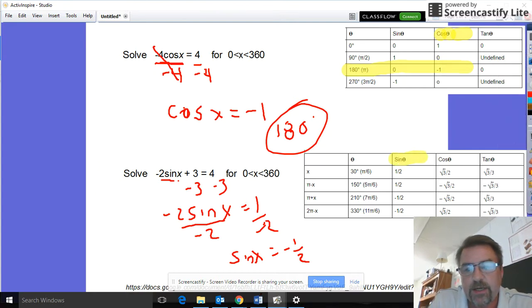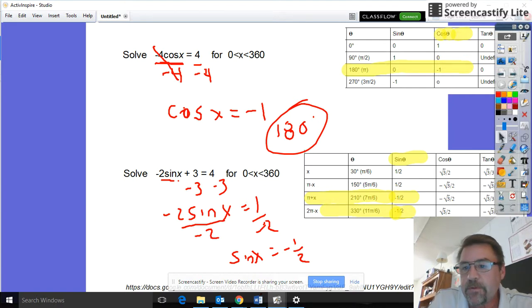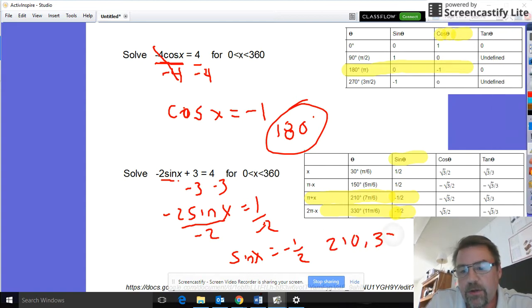So now you want to go to your chart, go to the sine column. What angle has a -1/2? Well, there's a -1/2 here and a -1/2 here. So it looks like it's 210 and 330. 210 and 330. Again, we're given both answers because of this condition here, all the answers on the circle.